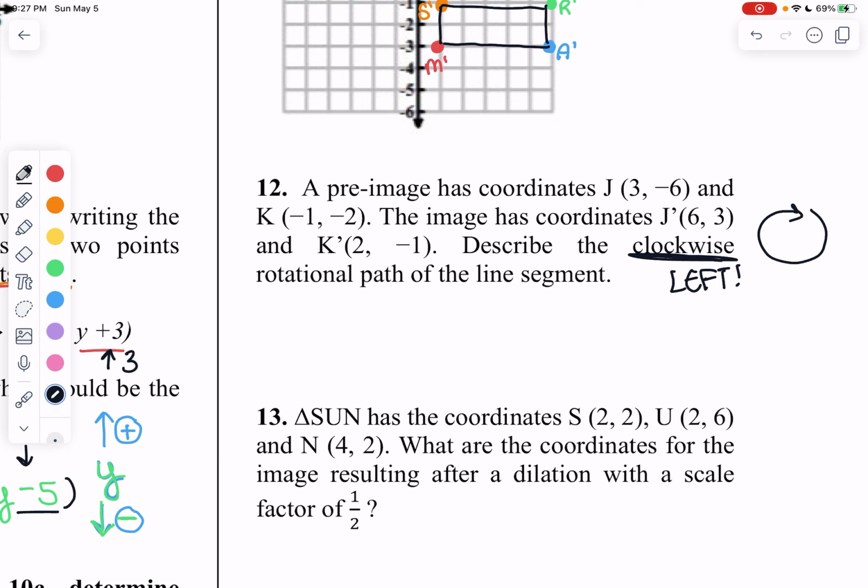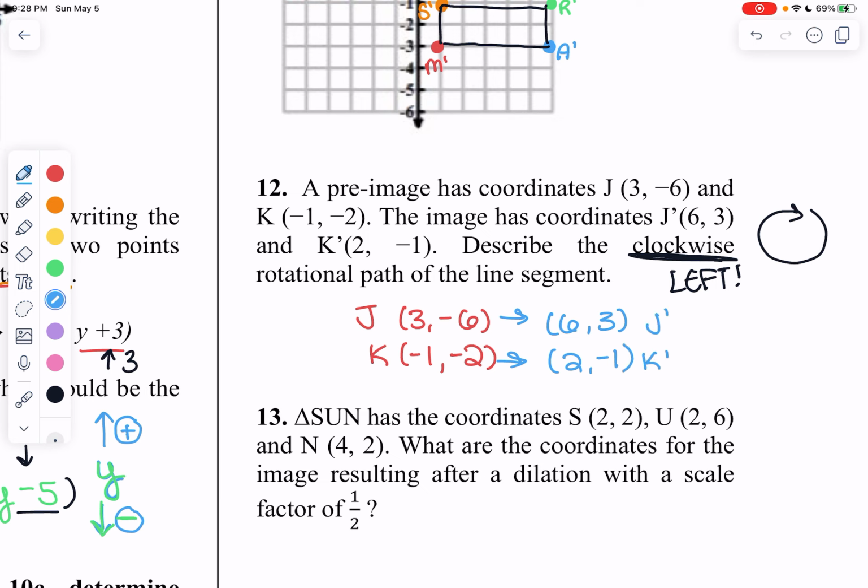All right. So let's think. We have J, which is 3, -6, and K, which is -1, -2. And they rotate so that J prime is 6, 3, and K prime is 2, -1. J prime, K prime. So I'm going to take this.